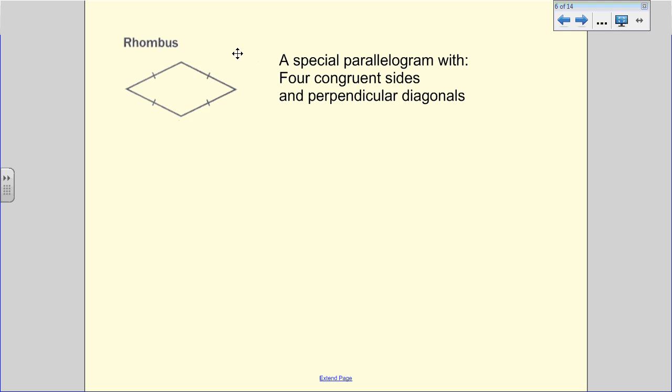A rhombus was the first special parallelogram that we studied, so it still has all the properties of a parallelogram. Opposite sides are parallel, opposite angles are congruent, but what's special about this parallelogram is that it has four congruent sides. So not just having opposite sides that are congruent, but all four sides being congruent. And we know that the diagonals are going to be perpendicular, which means they intersect at 90 degrees.